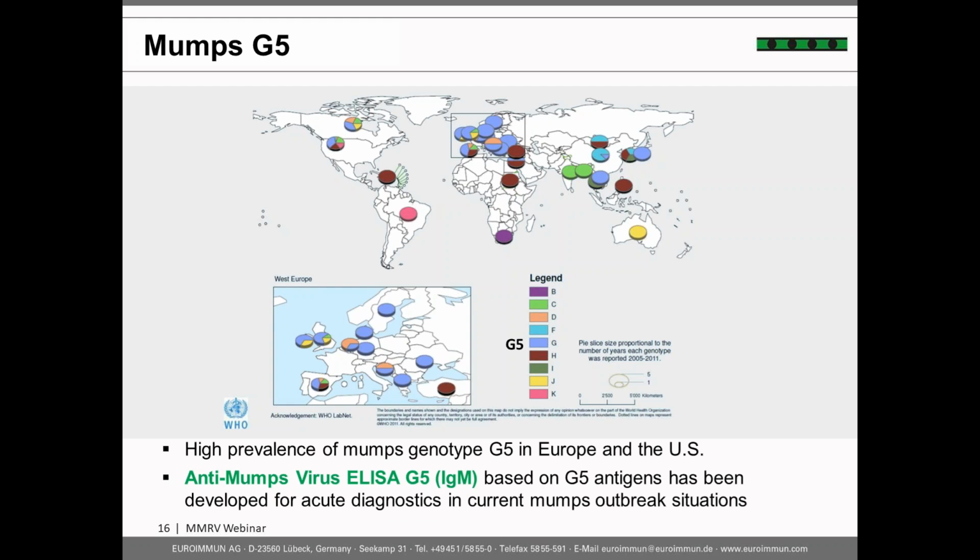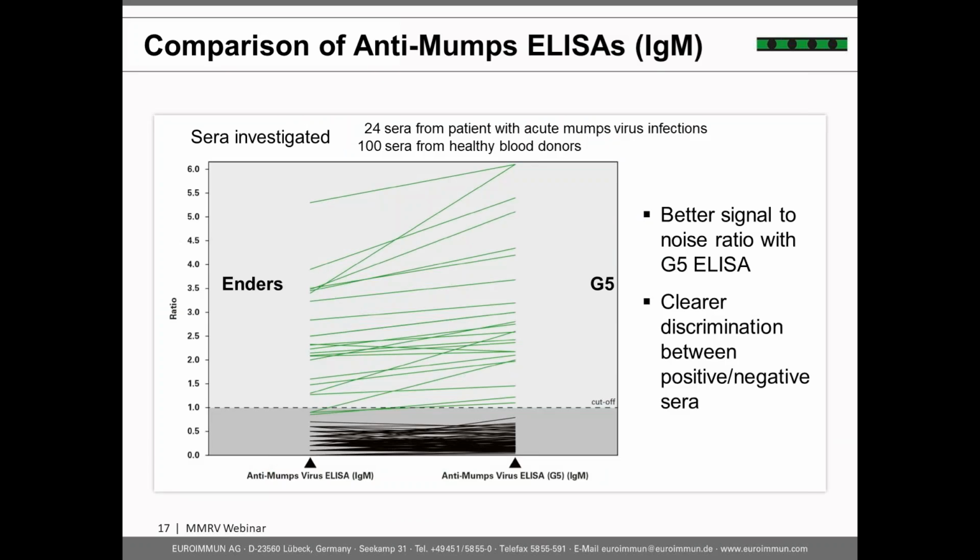So what was the advancement switching from Andes to G5 as an antigen for our ELISA solutions? What you can see here right in front of you is that the switch from the Andes strain to the G5 strain significantly improved the signal-to-noise ratio compared to the old standard, which led to a clearer discrimination between positive and negative sera. This means an adaptation to what we see out there and using that as an antigen significantly improves the performance of the ELISA that we promote.